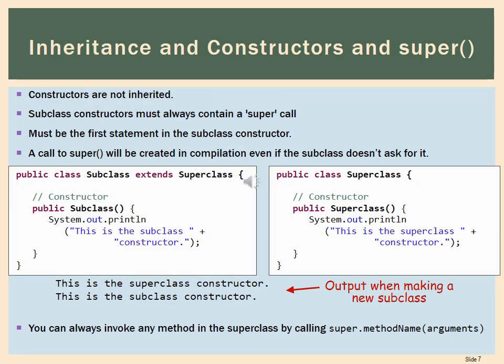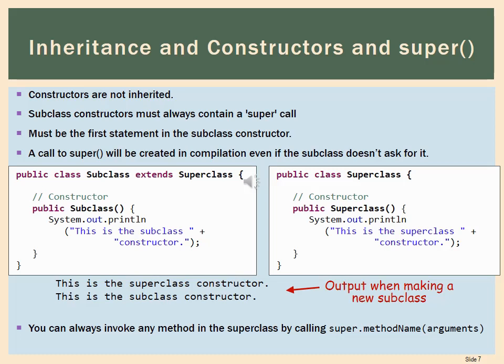A few more words about constructors. Constructors are not inherited. Constructors are the only type of method from a superclass that the subclasses will not automatically pick up. Therefore, your subclass constructors must always explicitly invoke the superclass constructor. They must always contain a call to super. And this call to the superclass constructor must always be the first statement in your subclass constructor.